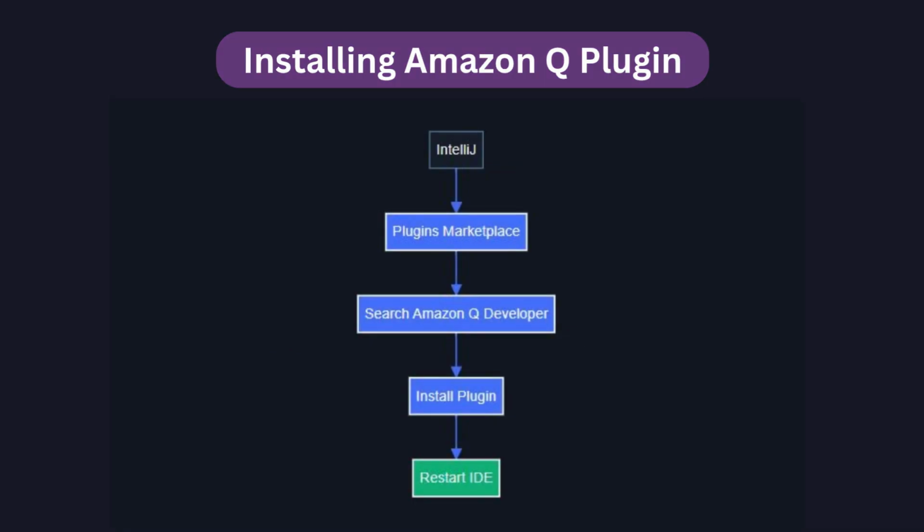Let's install the Amazon Q Developer plugin. Open IntelliJ and go to File, then Settings, and then Plugins. In the Marketplace tab, search for Amazon Q Developer and click Install. After installation, restart the IDE. Once restarted, you will see the Amazon Q icon in the left sidebar.